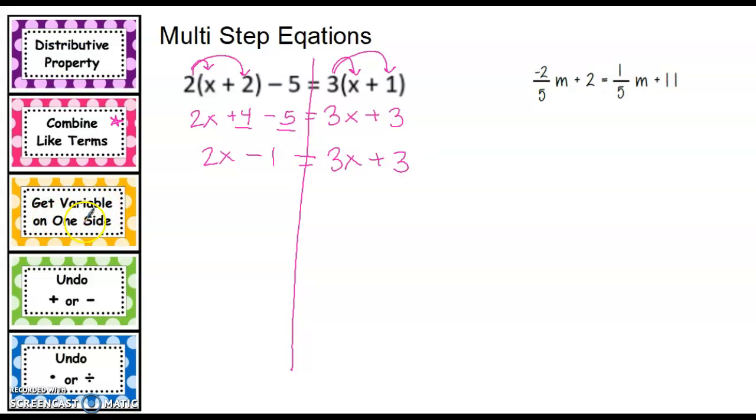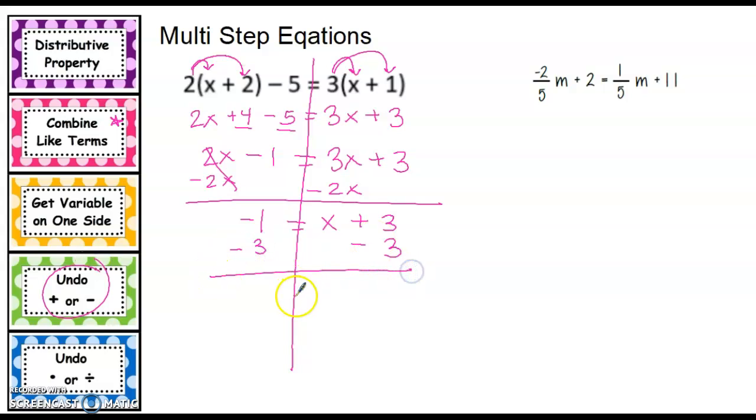Now, get variable on one side. We have 2x and 3x. So I'm going to subtract 2x from both sides. That gets me a 0 pair. Negative 1 is equal to x plus 3, because 3 minus 2 is 1. 1x is simply x. Subtract 3, because now we're on to undo our addition or subtraction. Subtract 3 from both sides, and we're left with x is equal to negative 4.